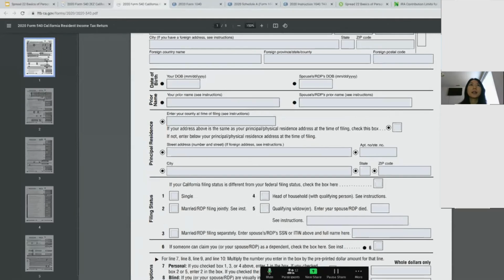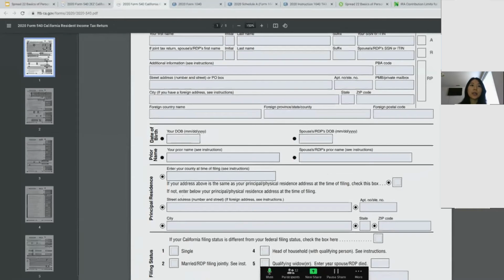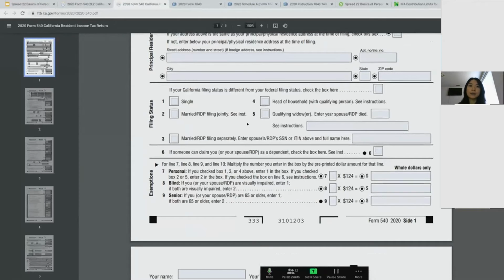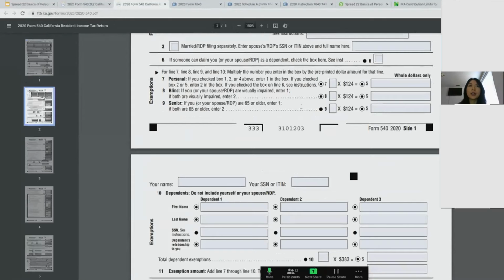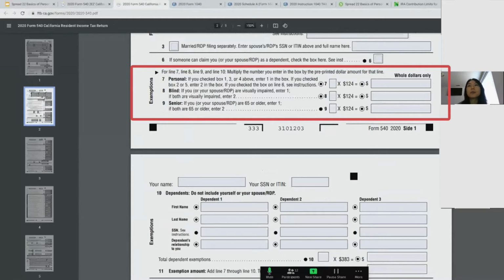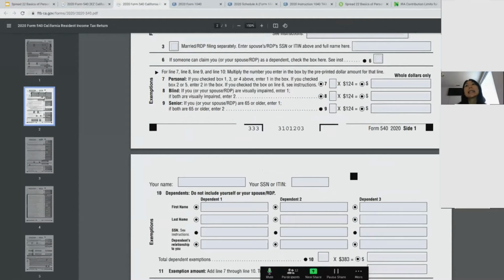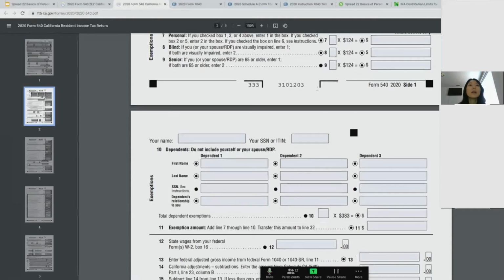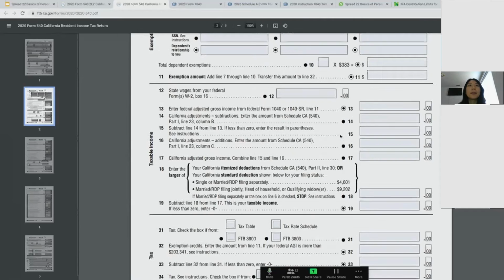So same thing: general information, filing status. California gives something extra called an exemption. Federal used to do that, but after the tax reform, you only get standard deductions because the point of the tax reform was to make filing taxes easier. So the Trump administration just got rid of exemptions altogether and just gave you a bigger standard deduction. But California still gives you an extra thing called an exemption. If you have dependents, list them.